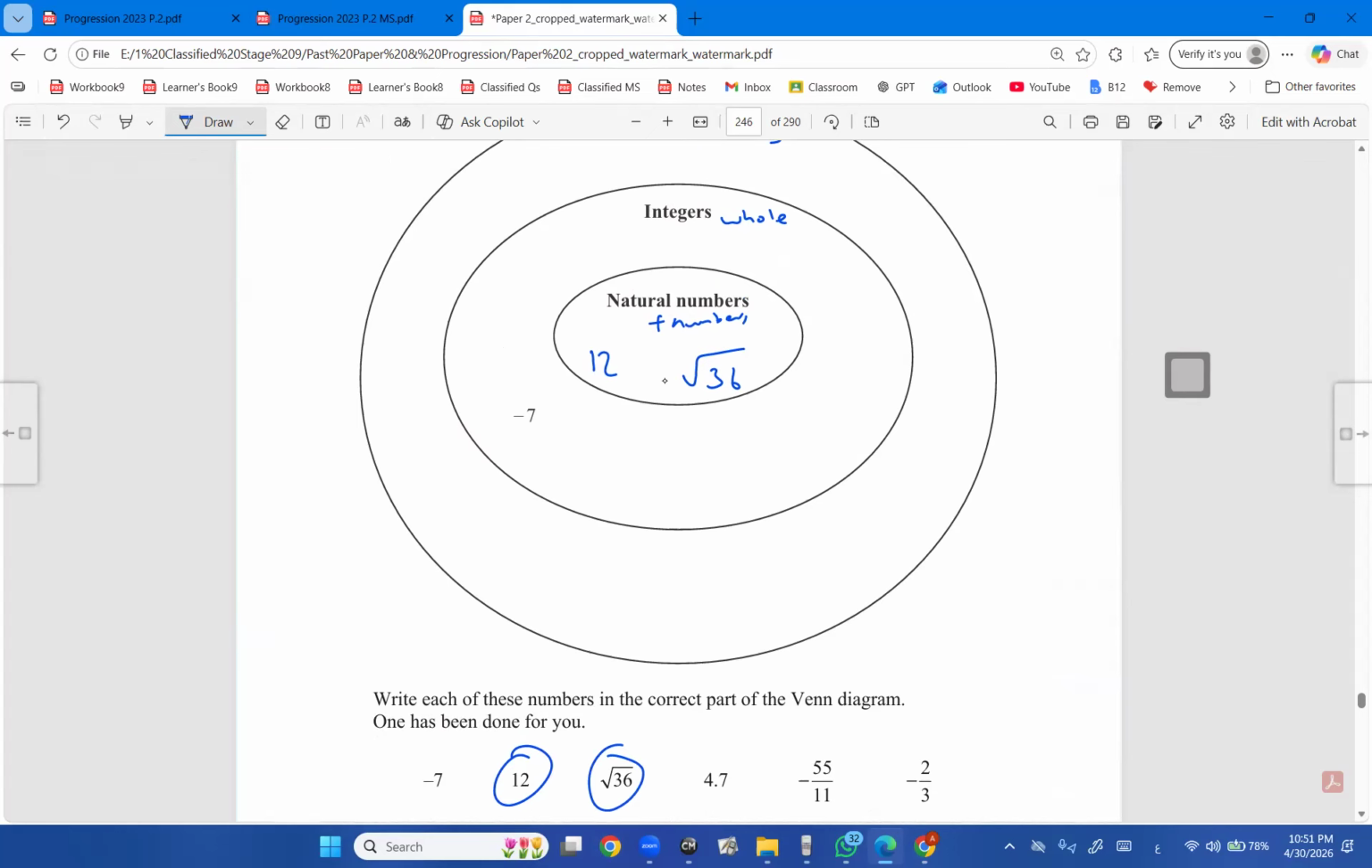All right, next you got integers. So I got the -7. It is done. And I've got over here also integers, -55 over 11, which is equal to -5. That's it. And now we've got the numbers that can be written as fractions also, but they're not natural. They're not integers, 4.7 and -2 over 3.